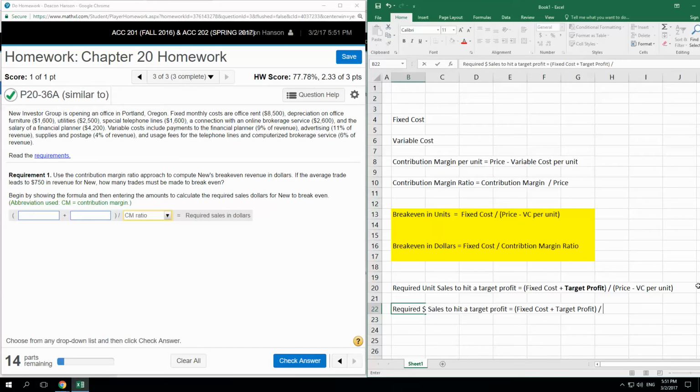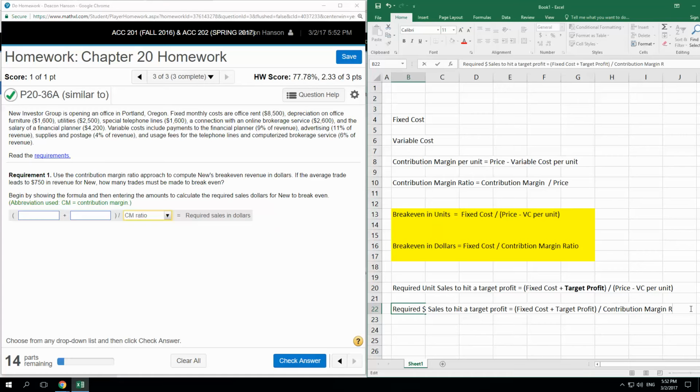The second one is the dollar sales, the total dollar revenue that you have to generate to break even. So number 2 here, this second one. Yeah, so this is the total dollar sales that you need to have to hit your target profit. Wait, so what's the difference between the units and the dollars? Because you sell the units for money.